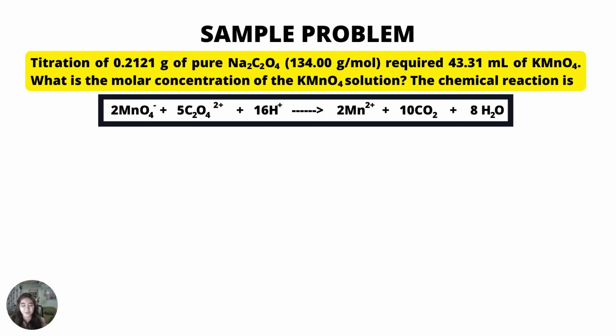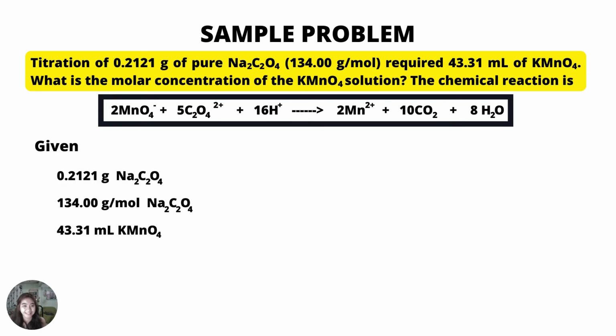2Mn²⁺ + 10CO2 + 8H2O. So since the equation is already given, we can just proceed to another step in the solution. So as you can see, you can't see the sodium and potassium in the chemical reaction. Why is that? Compounds with atoms such as sodium and potassium are ionic compounds whose ions dissociate in solution to form cations. So the equation can now be written without the spectator ions.